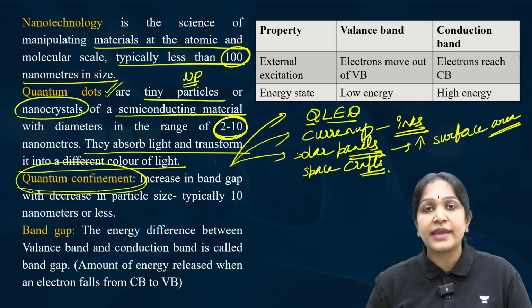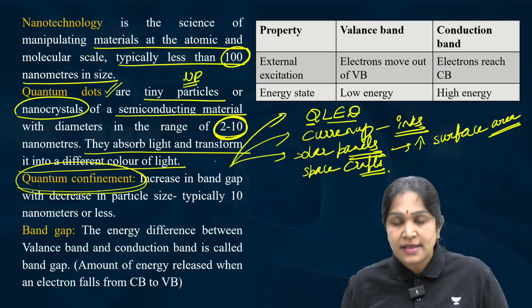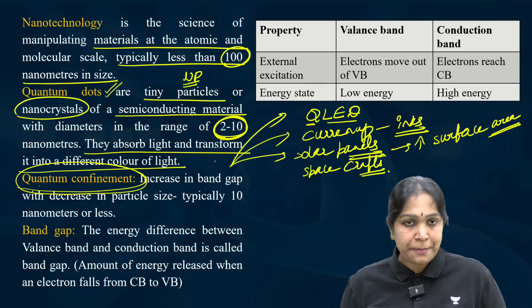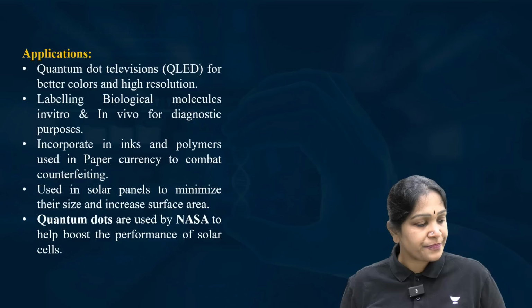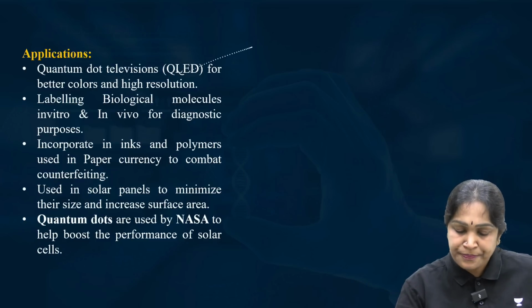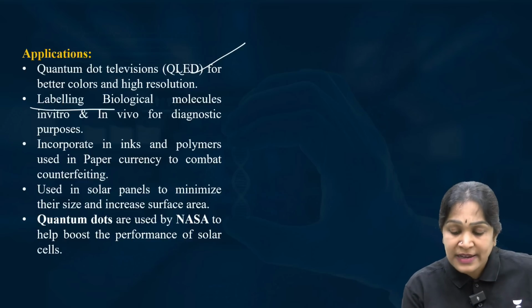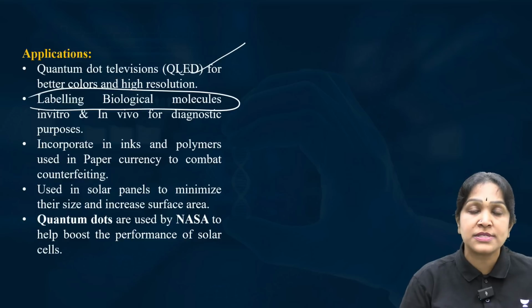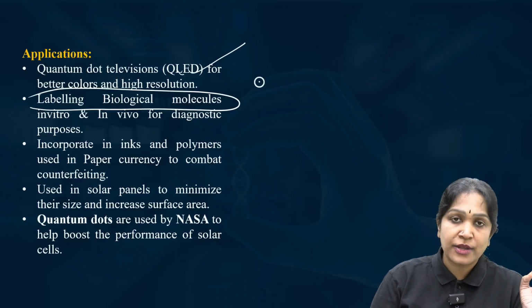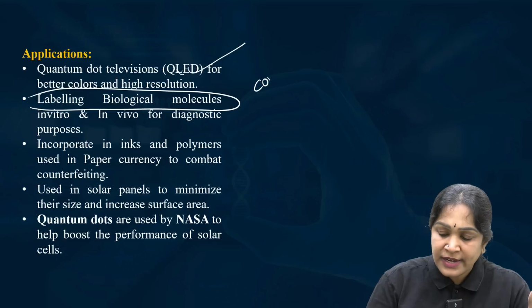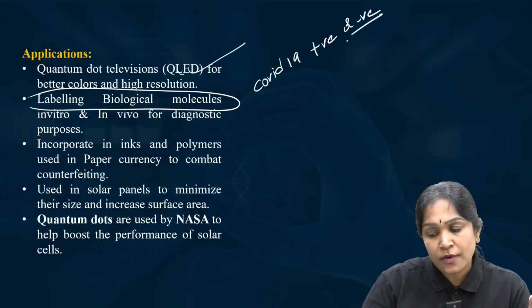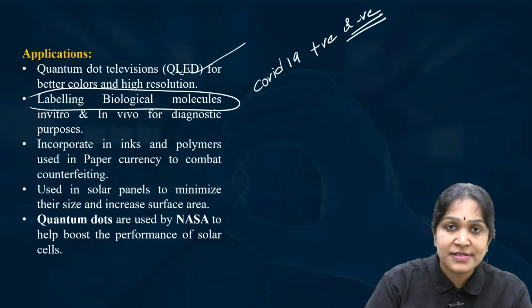Therefore, these are all the applications of quantum dots: QLEDs, paper currency, solar panels, solar panels in spacecrafts, etc. So this is about the quantum dots, QLED TVs. And we can also use them for labeling biological molecules. For example, I want to test whether a particular patient is COVID-19 positive or negative, but I cannot see the coronavirus.